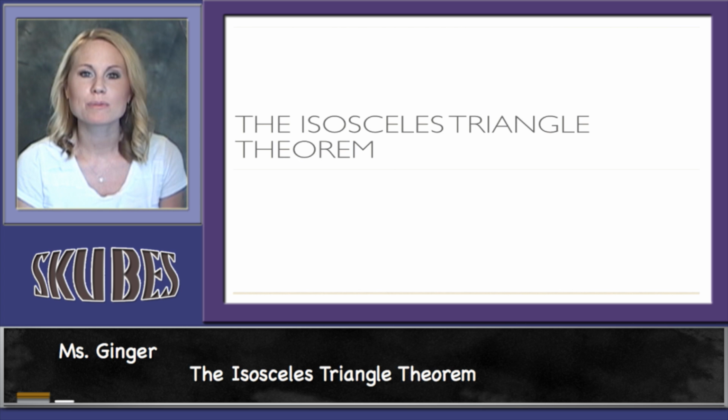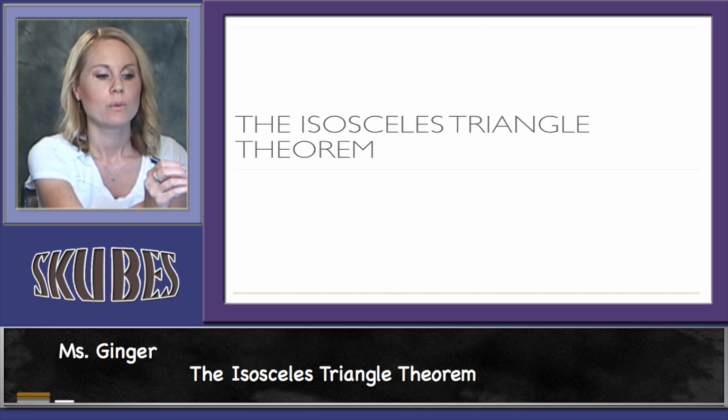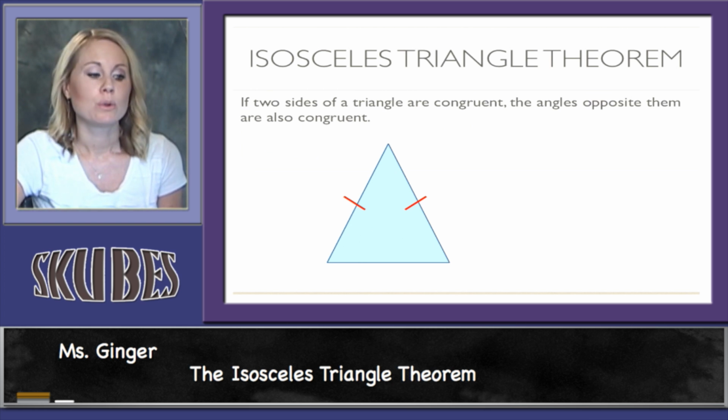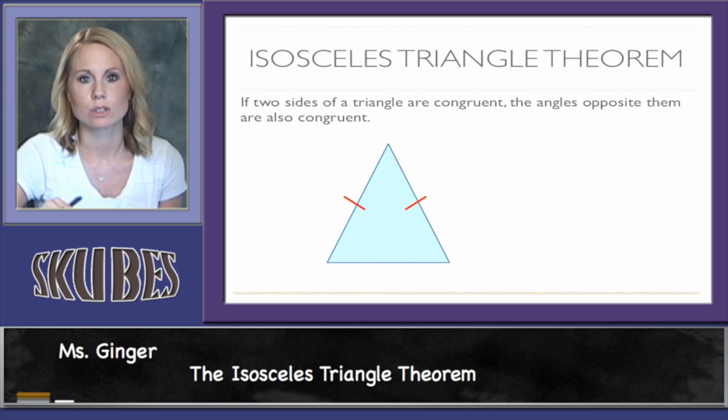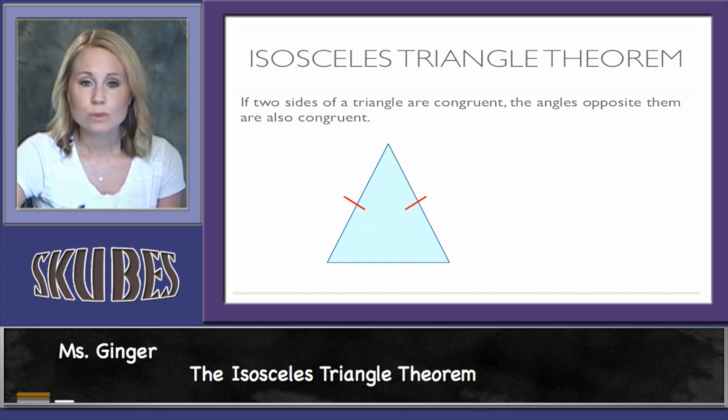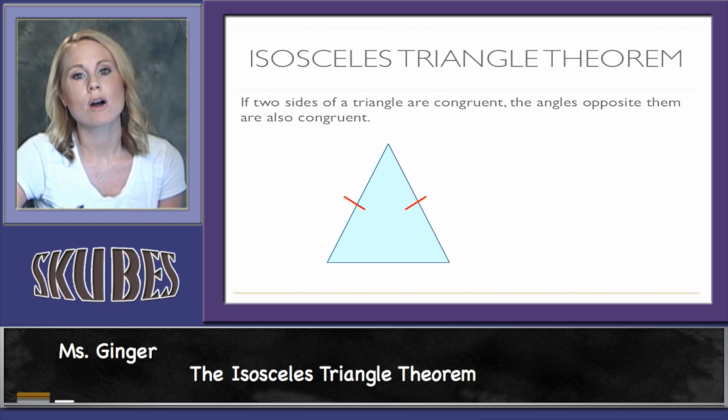Hey everybody, welcome to our lesson on the Isosceles triangle theorem. When you hear the term isosceles referring to a triangle, you will want to remember that that is a type of triangle that has two equal sides and the third is not equal to those other two. So the theorem says if two sides of a triangle are congruent, the angles opposite them are also congruent.